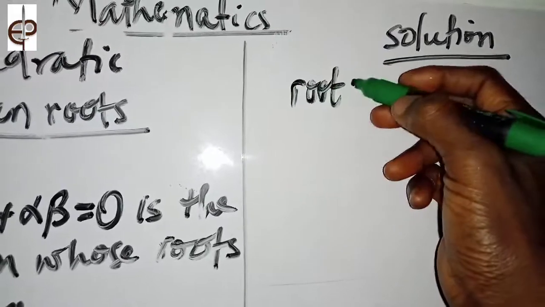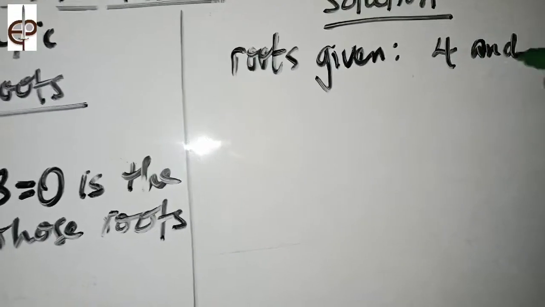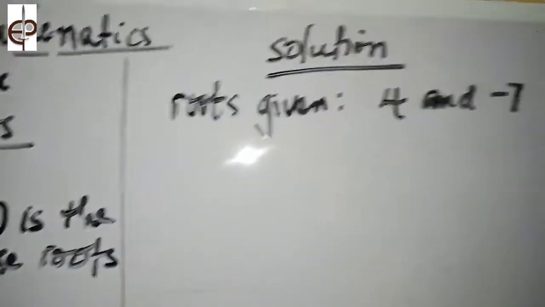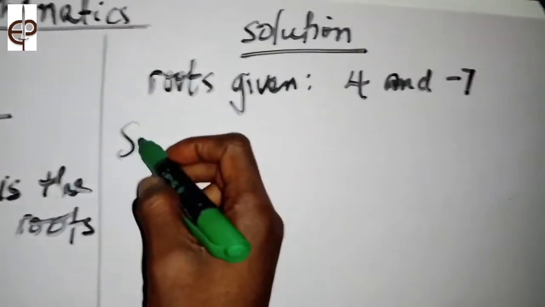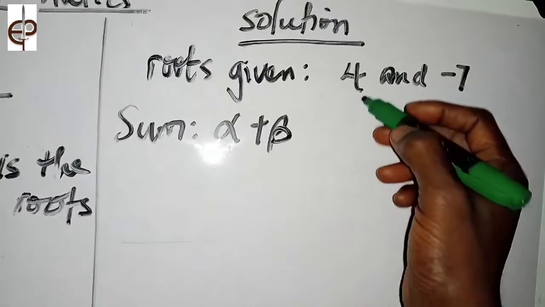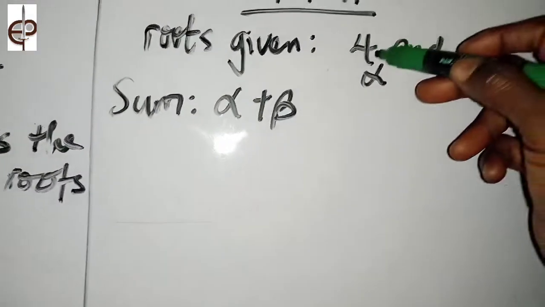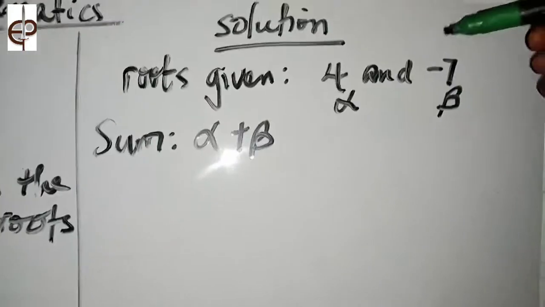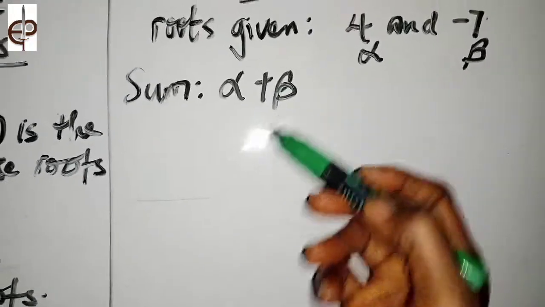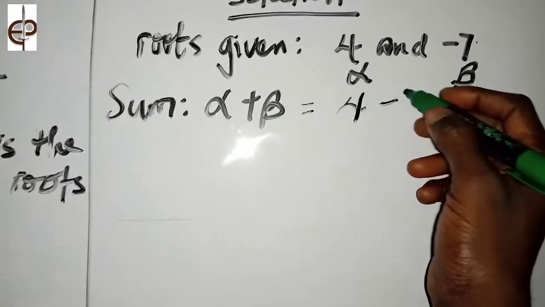Roots given are 4 and minus 7. And this is what we have to do. First, the sum, which is alpha plus beta. This is our alpha, this is our beta. There is no problem with whichever one you pick as alpha and whichever one you pick as beta. What is most important is that you sum both, and at another time, you take their product. So when we are summing this, it will give us 4 minus 7.